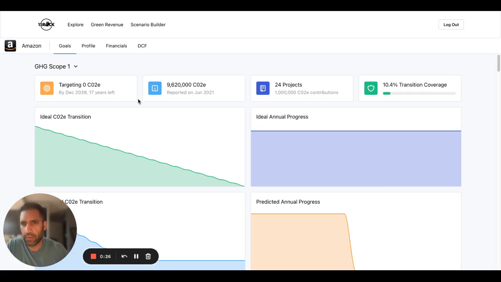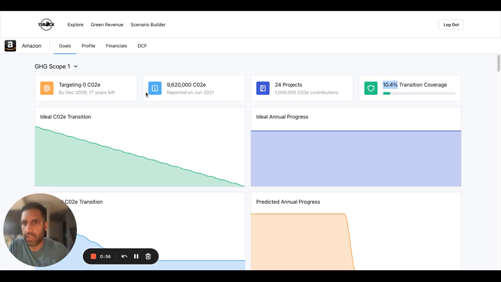What you can see very quickly up here is, for Amazon, for example, as of 2021, they have 9.6 million tons of CO2, and they have a target to get to zero by 2030. That's about 17 years away. And they have 24 projects for their scope 1 emissions. That's about a million tons, and that gives them about a 10.4% transition coverage. So they have to disclose a little bit more if they want to get to 100%.